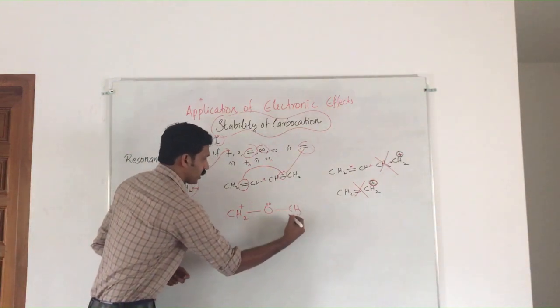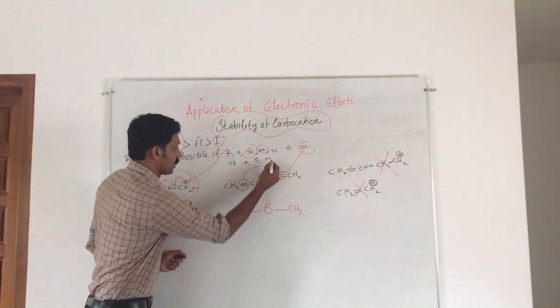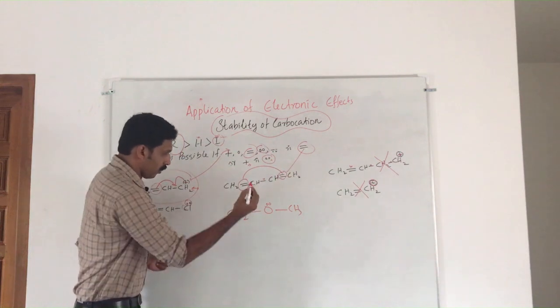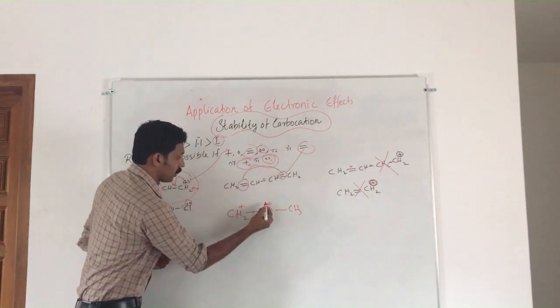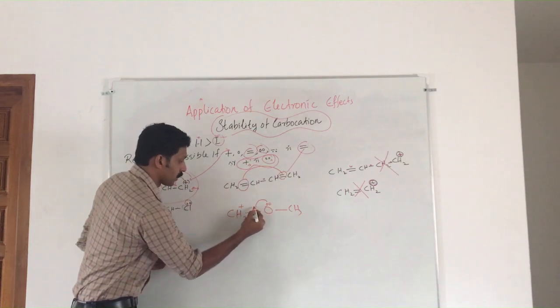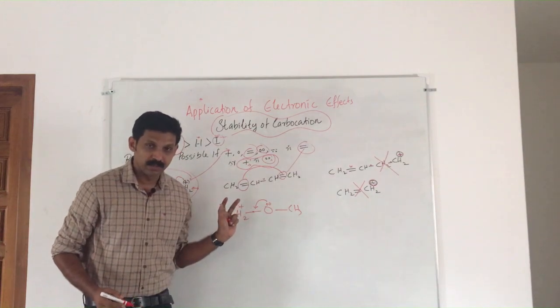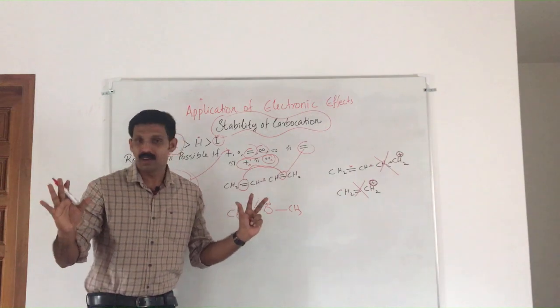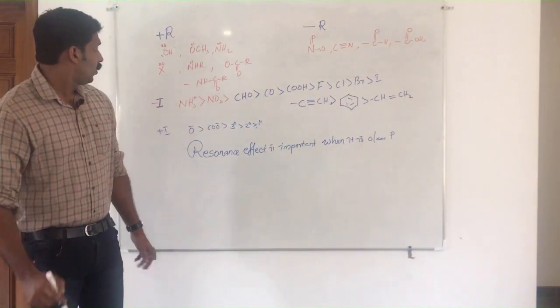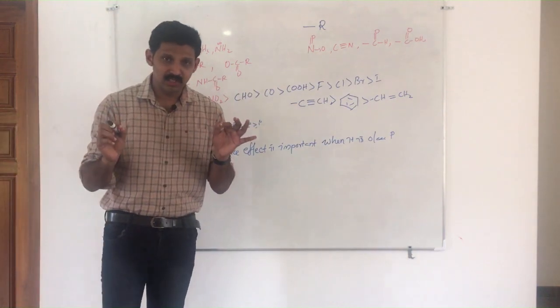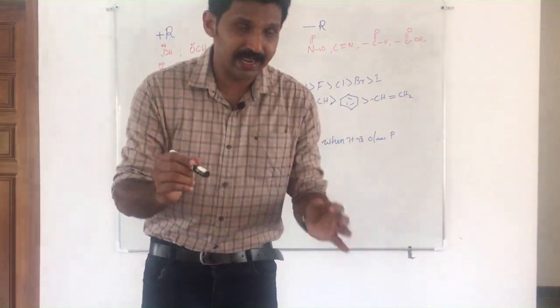Here you can find that a lone pair is there, followed by a single bond, then a plus. Therefore, here also resonance is possible. These are the criteria for the molecule to show resonance.